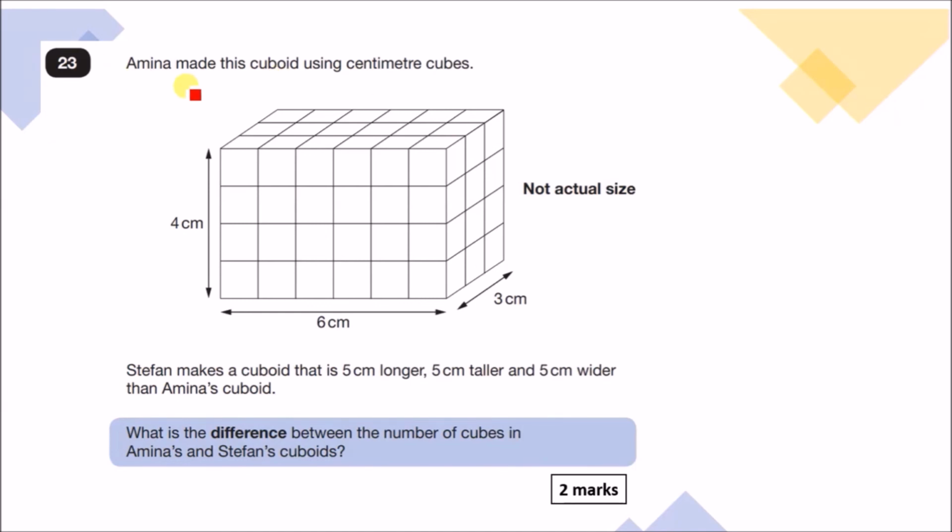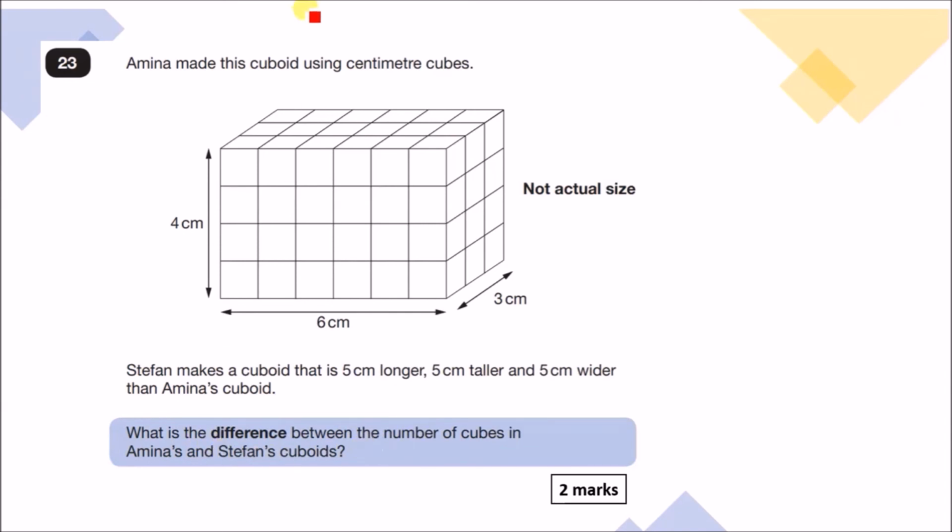Well, Amina made this cuboid using centimeter cubes. All right, so here's our cuboid with dimensions 4 by 6 by 3. Now, Stefan decides to make a cuboid which is 5 centimeters longer, taller, and even wider. So it's a way bigger cuboid. What is the difference between the number of cubes in Amina's and Stefan's cuboids?